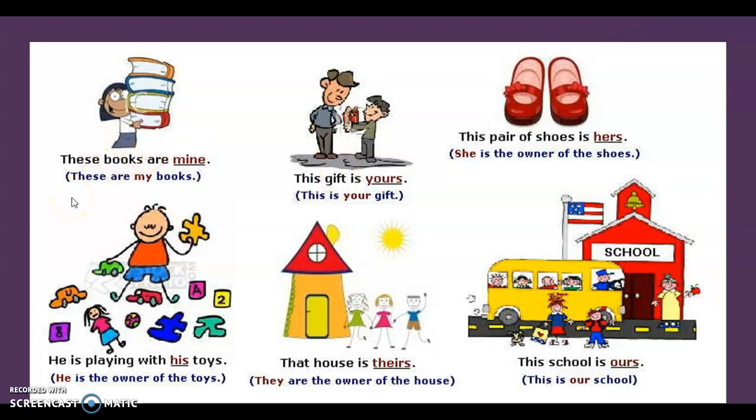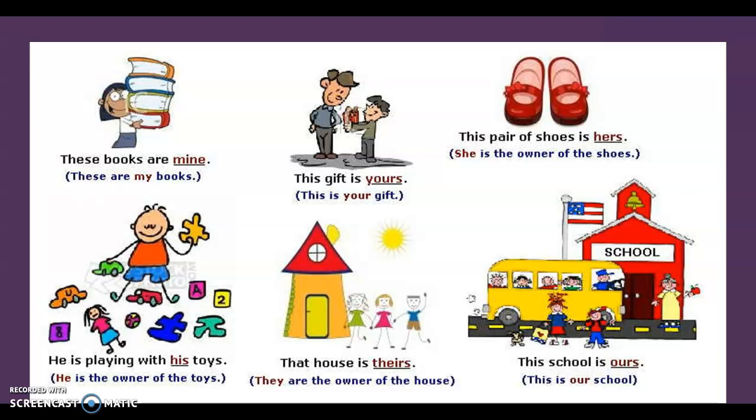These books are mine. See how many books? Four books. These books are mine. Possessive pronouns. These are my books. Possessive adjectives. This gift is yours. Possessive pronouns. This is your gift. See the difference? Your is a possessive adjective. This pair of shoes is hers.